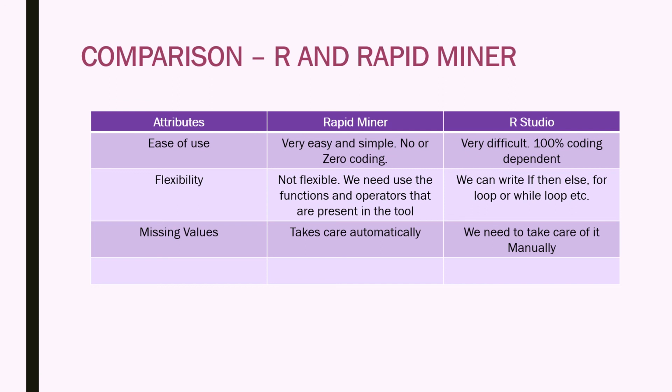Let's see the basic comparison of R and RapidMiner. With respect to the ease of use, RapidMiner is definitely simple and easy to use, with zero or no coding. But with respect to RStudio, it is 100% coding dependent and it makes it very difficult. Flexibility. RapidMiner is not as flexible as R. We need to use the functions and the operators that are present in the tool. But with respect to RStudio, we can write any kind of coding that we want, for example, if then else, for loop or while loop, etc. Missing values are being taken care of automatically by RapidMiner, but in RStudio, we need to take care of it manually.